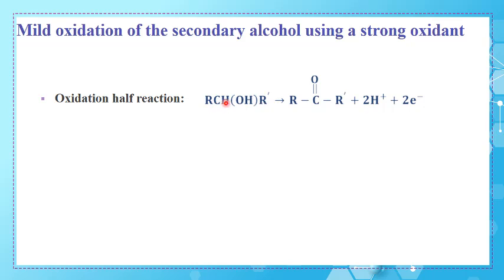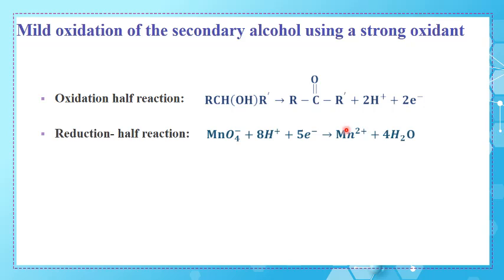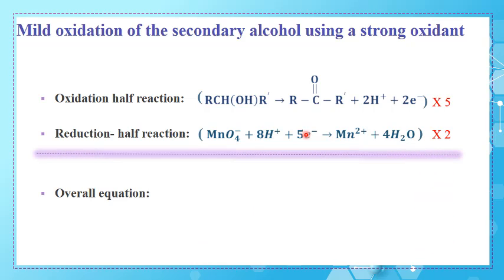Why? Because look, I have here in the alcohol 2 hydrogens. Okay, so I will write them here in this form, 2H+, and to balance the charge, I will add 2 electrons. Now, the reduction half reaction is copied as is, using here MnO4-. So as you can notice, here I have 2 electrons and here 5 electrons. Definitely we will multiply here by 5 and here by 2 to obtain the overall equation. And as I said, here is the secondary alcohol that will give me ketone.